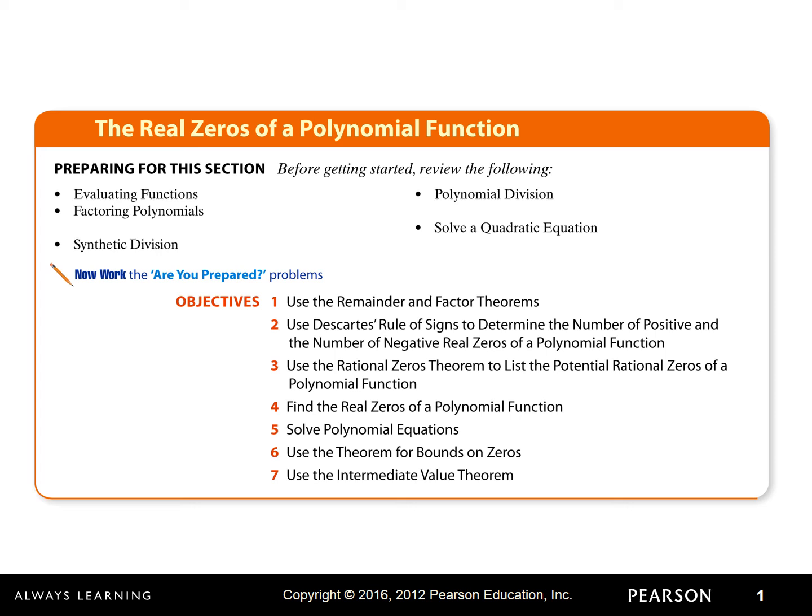Objective 3, Section 4.5. Sullivan's precalculus used the rational zeros theorem to list the potential rational zeros of a polynomial function.